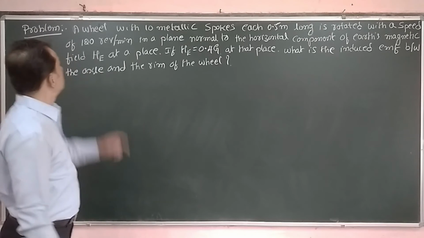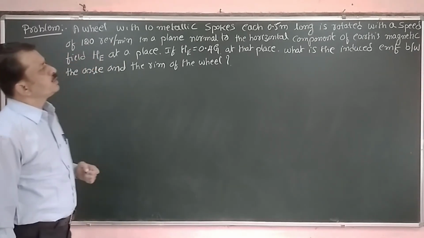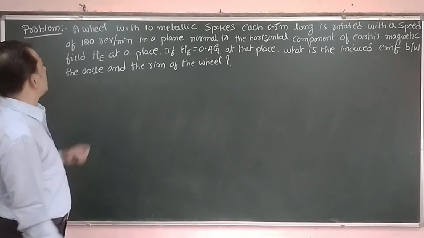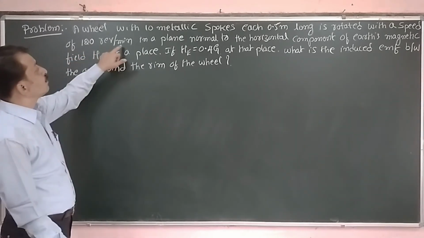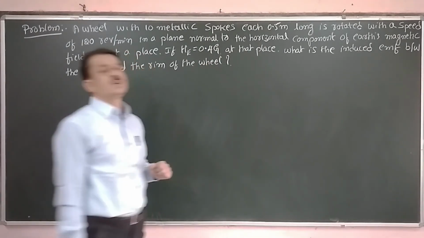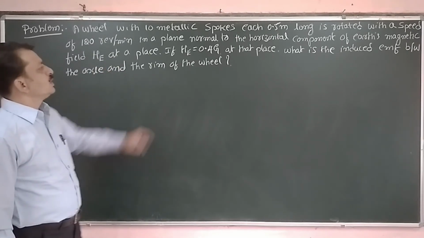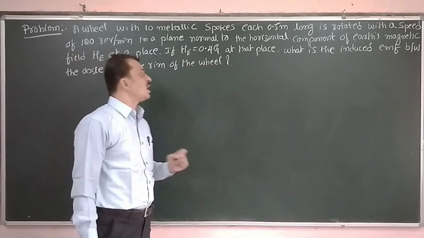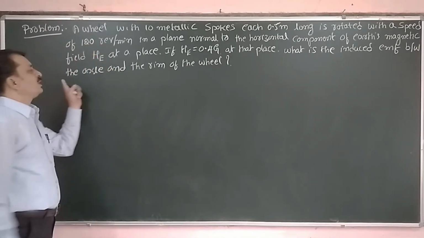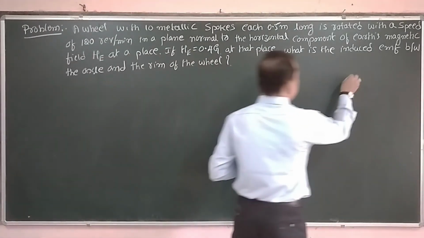One more problem. A wheel with 10 metallic spokes, each 0.5 meter long, is rotated with a speed of 120 revolutions per minute in a plane normal to the horizontal component of the Earth's magnetic field He at a place. If He is equal to 0.4 Gauss at that place, what is the induced EMF between the axle and the rim of the wheel?